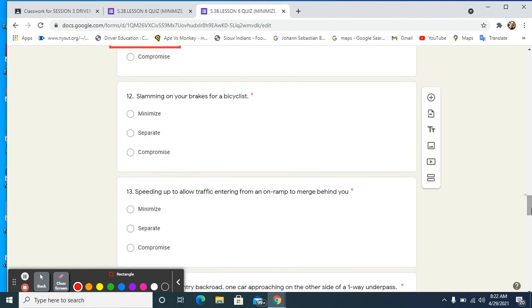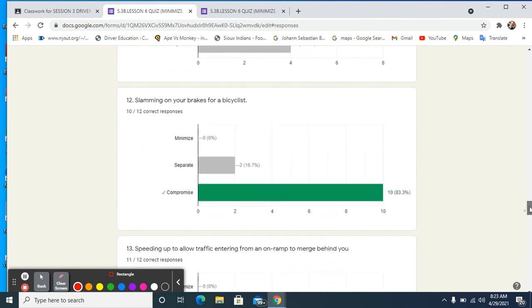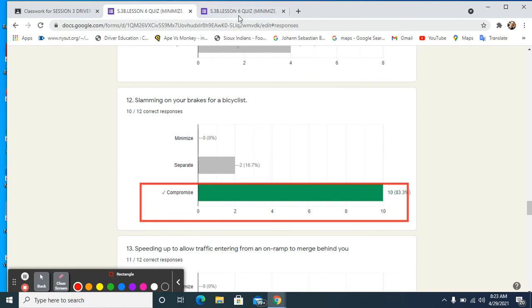Slamming on your brakes for a bicyclist, coming to a complete stop. We are doing everything we can to avoid hitting him. This is compromise. Number 12, let's see how we did here. Very good. Okay, so we got 83% compromise. I'll take that.